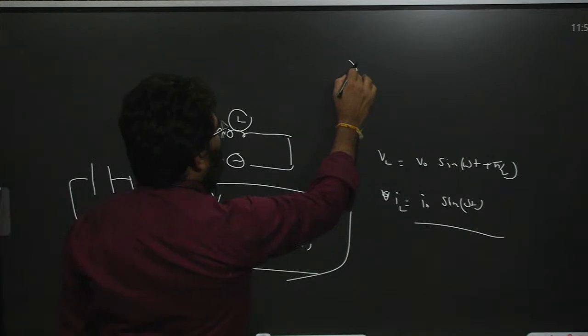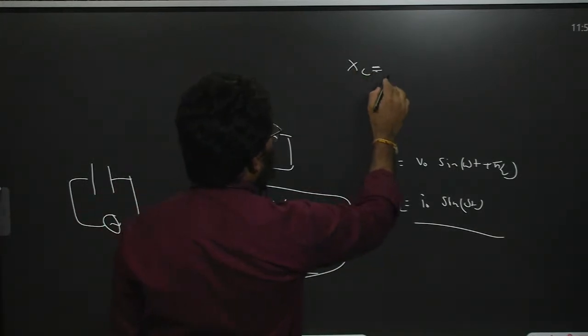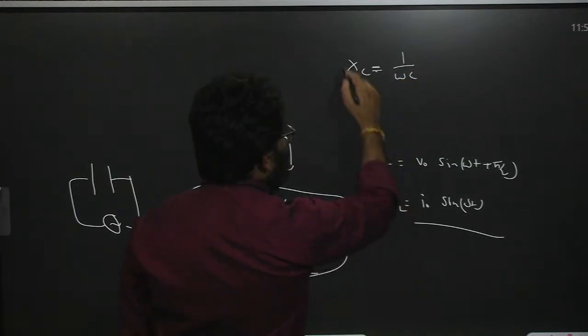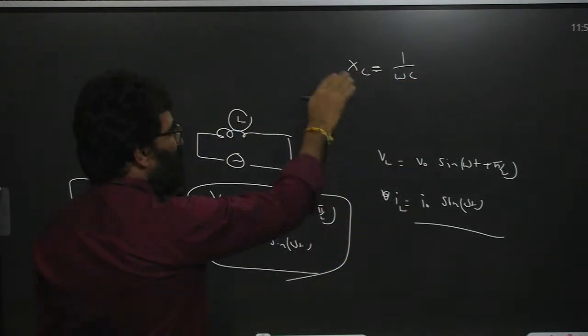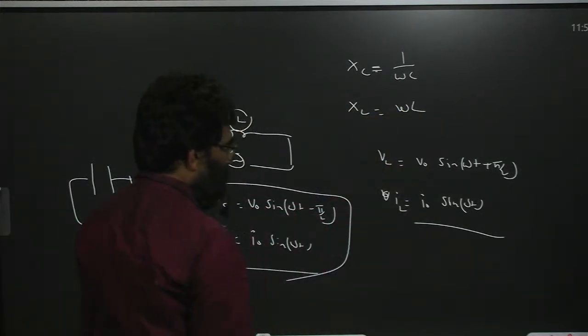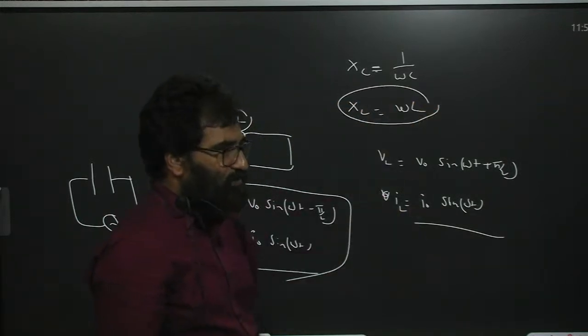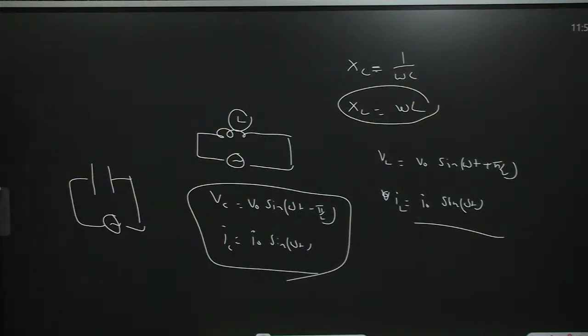The impedance, or resistance offered by the capacitor connected to an AC source, is the capacitive reactance, 1 by omega C. The resistance offered by the inductor connected to an AC source is omega L. So you remember. So I naught is what?